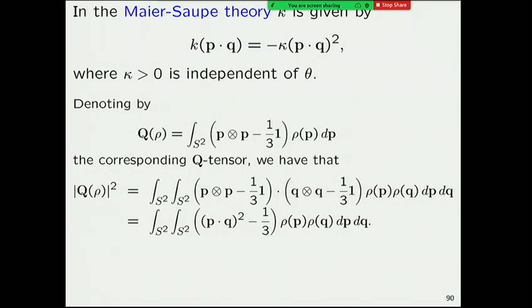And if we calculate the Q tensor corresponding to rho. This is just the definition of the Q tensor. Let's compute the square of its norm. Okay, so that's the double integral of this p tensor p minus a third the identity dotted with q tensor q minus a third the identity times rho of p, rho of q dp dq. And you see that, well, p tensor p dotted with q tensor q gives you p dot q squared.